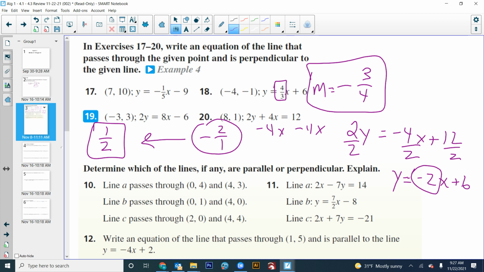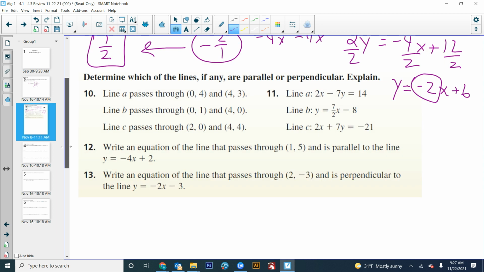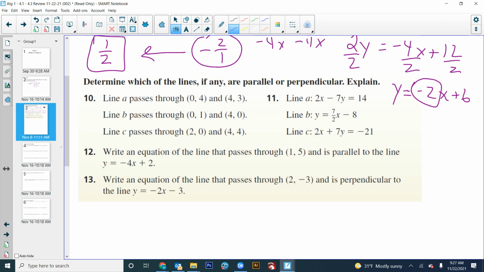Did you guys have to do 10 and 11? Let's look at 11. All right. Remember, same slope. This is parallel. Opposite reciprocal. Perpendicular is not. They meet at 90 degrees. That's a symbol for perpendicular. It's a T doing a headstand.